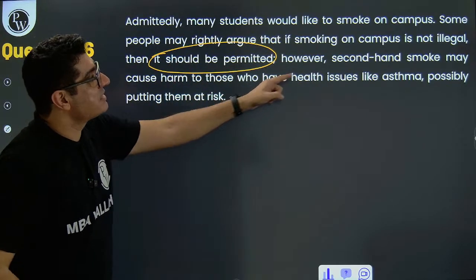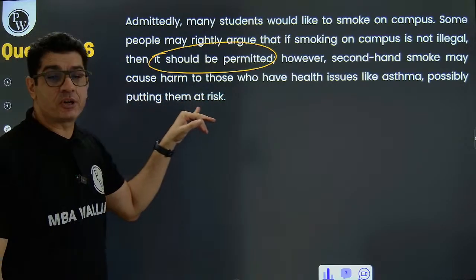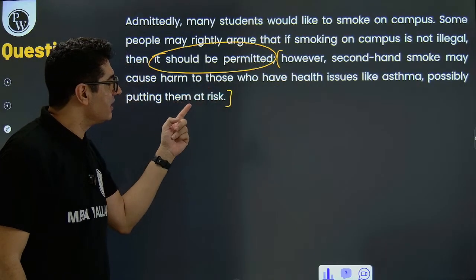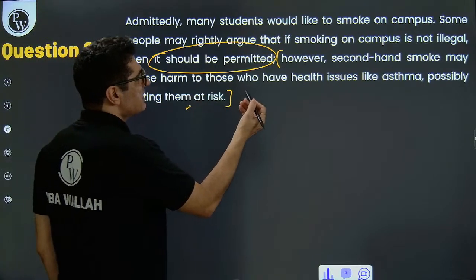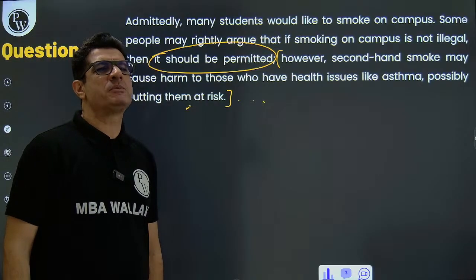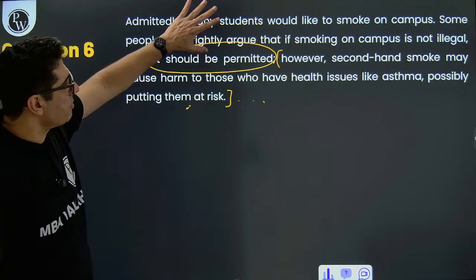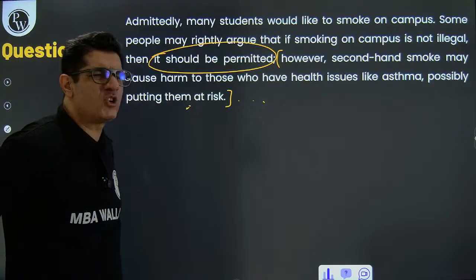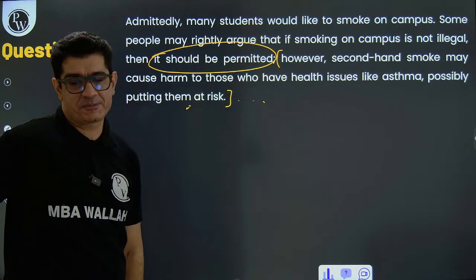However, now this person says second-hand smoke may cause harm to those who have health issues like asthma, possibly putting them at risk. So what is the author trying to communicate through this part? It is a premise for a conclusion that he has not explicitly stated, and that conclusion will be that we may have some problems if we permit it. So we should not permit it. Right? So they say we should permit it. They say that smoking should be permitted. This guy says that not exactly, because smoking can cause issues to others.